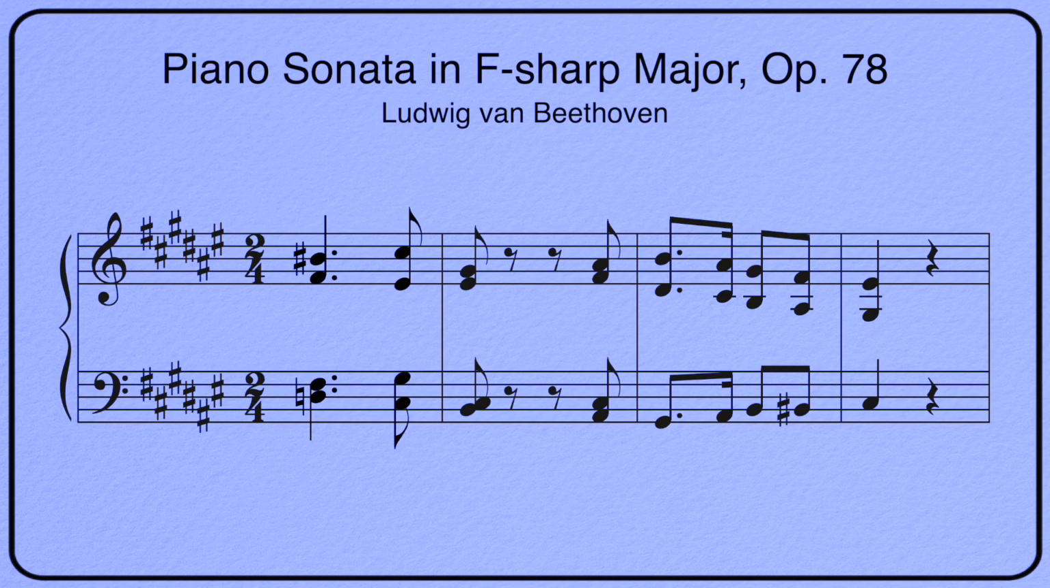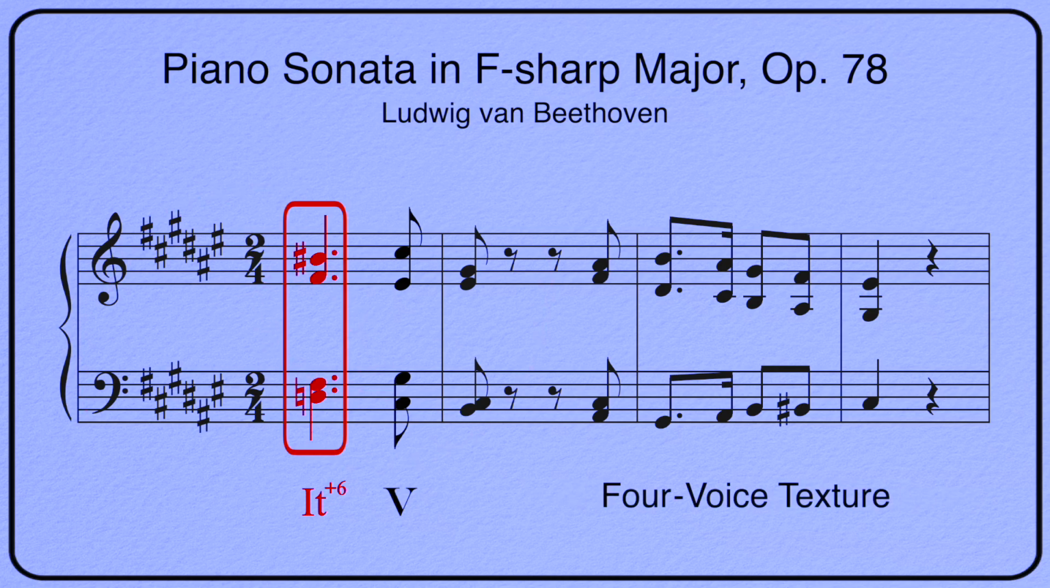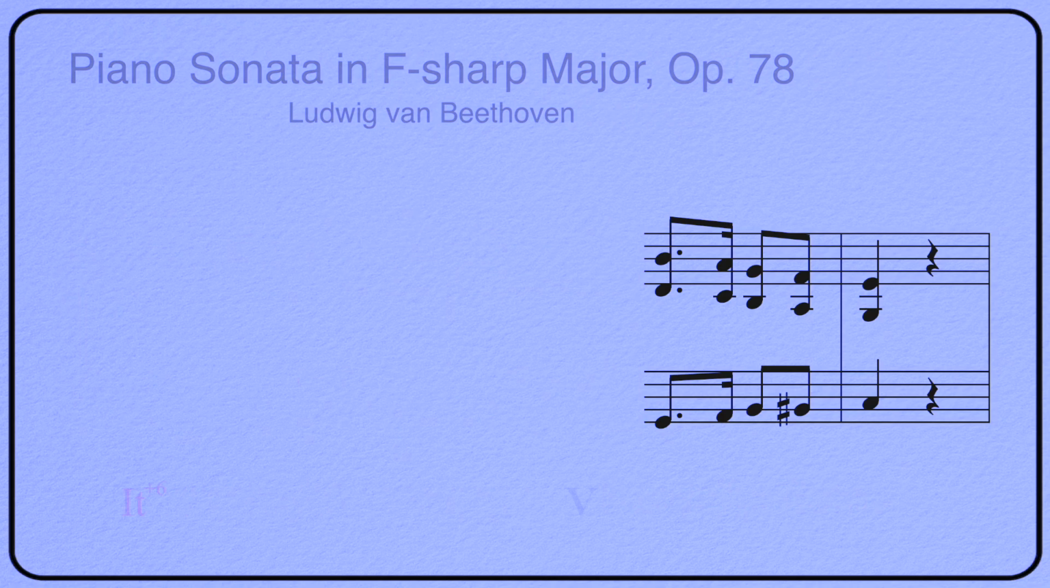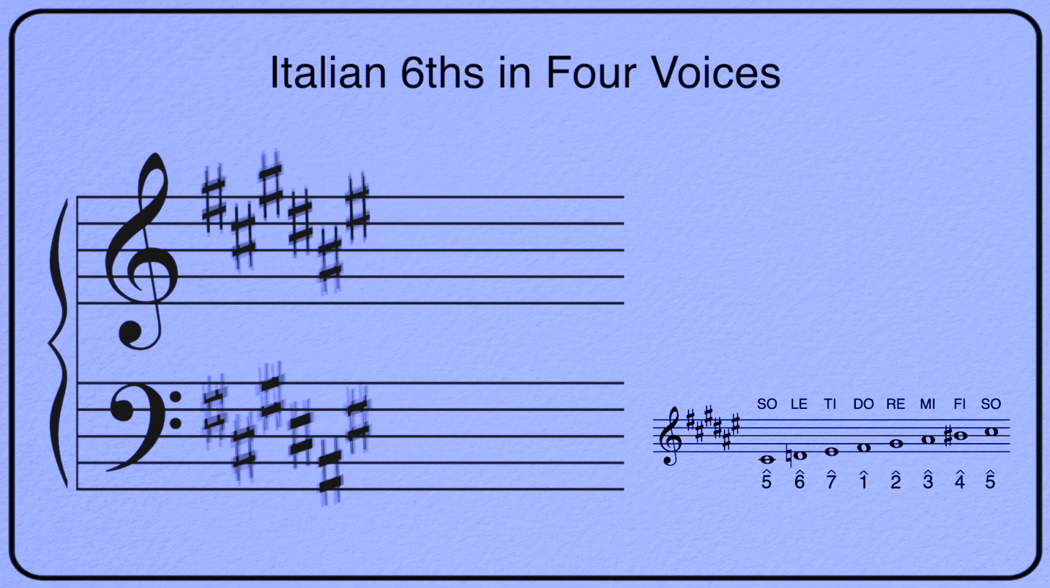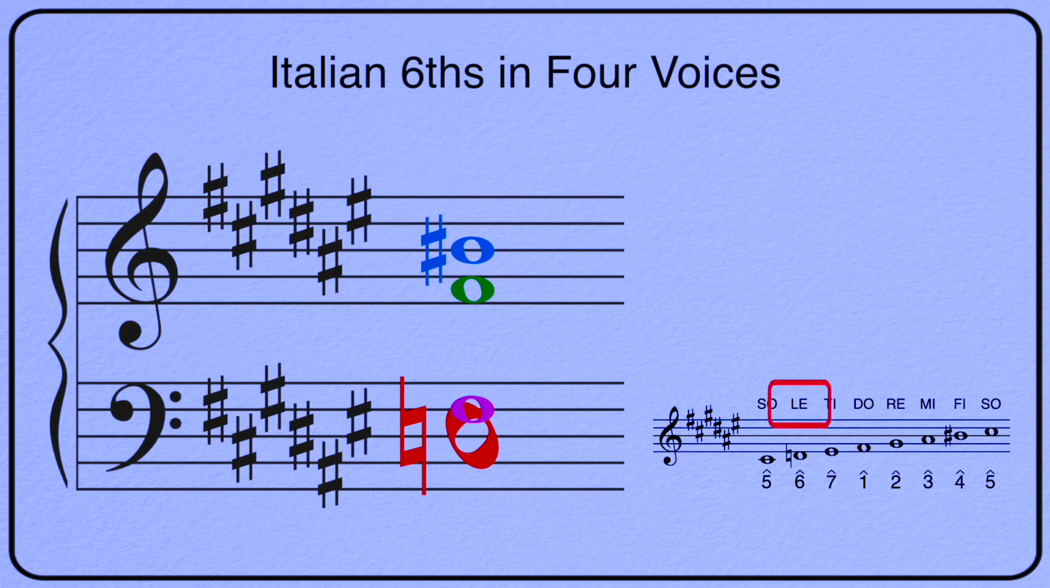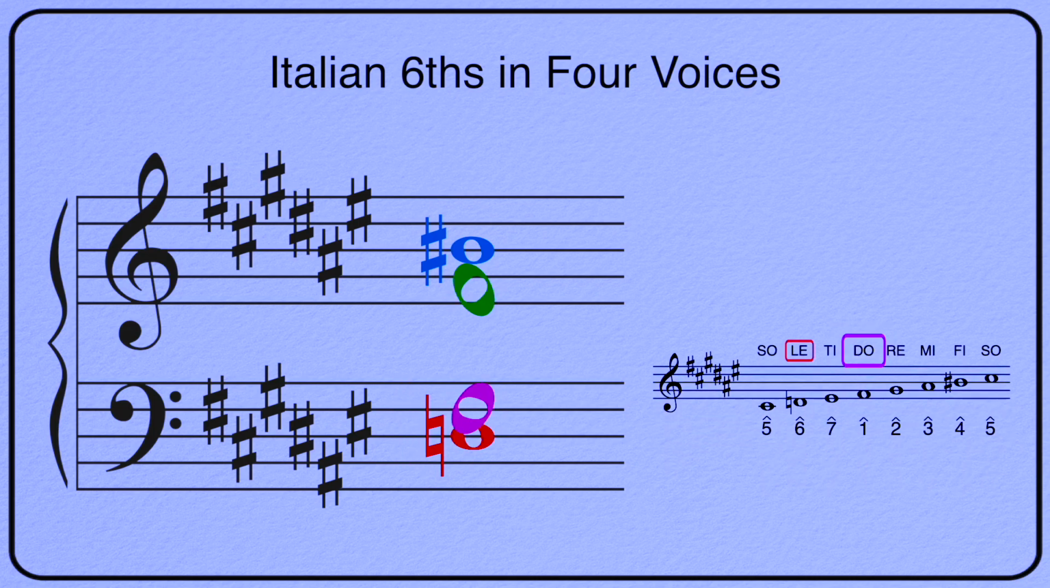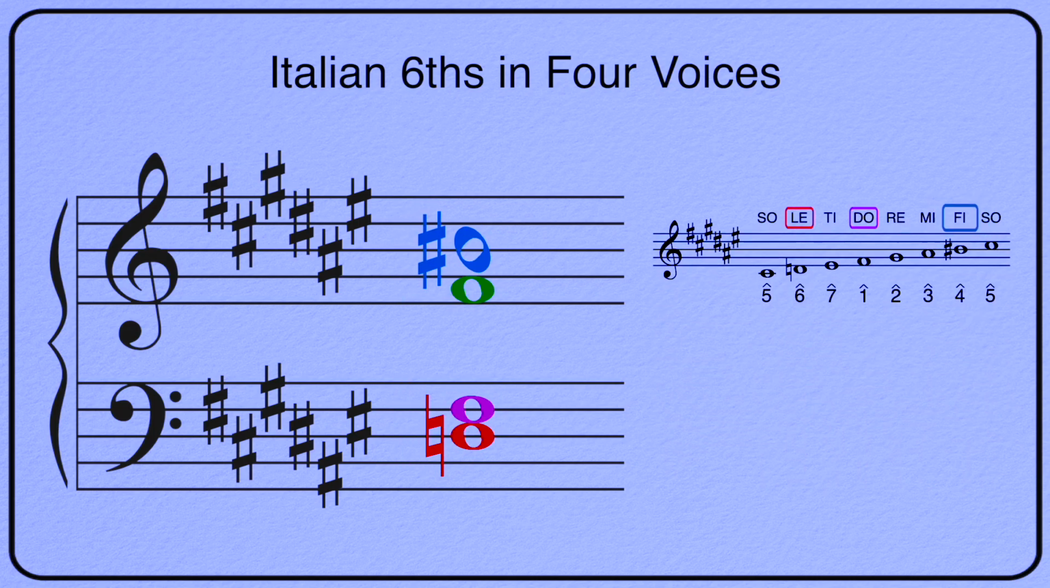This movement is remarkable because our very first chord is an Italian sixth, resolving to 5. Nothing else about it is surprising, except we've got 4 voices now. So the Italian sixth must have one of its 3 notes doubled. Question is, which one? Let's go to the map. Apparently Beethoven thought we didn't have enough sharps, so he put us in F sharp major. Why? There's only 6. Here's the Italian sixth with lay, that's D natural, do, F sharp, and fi, B sharp.